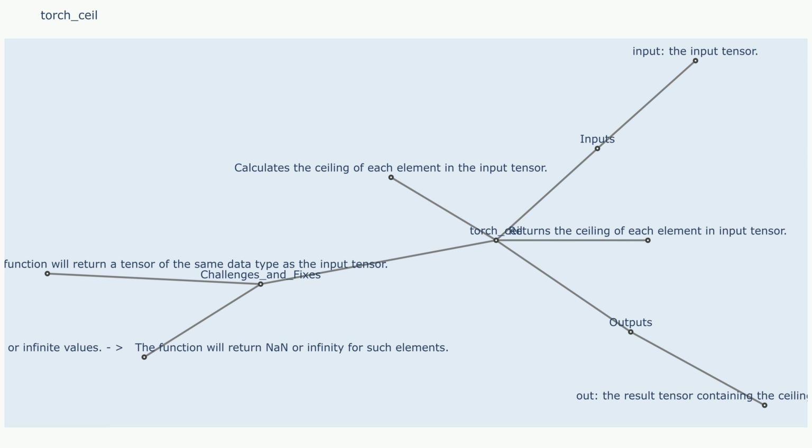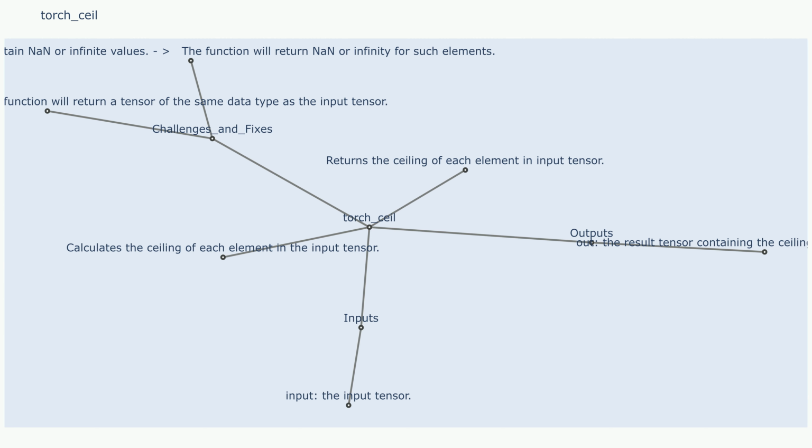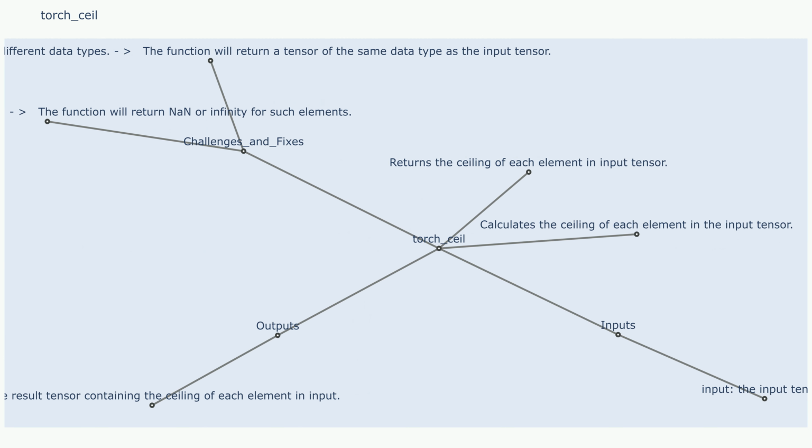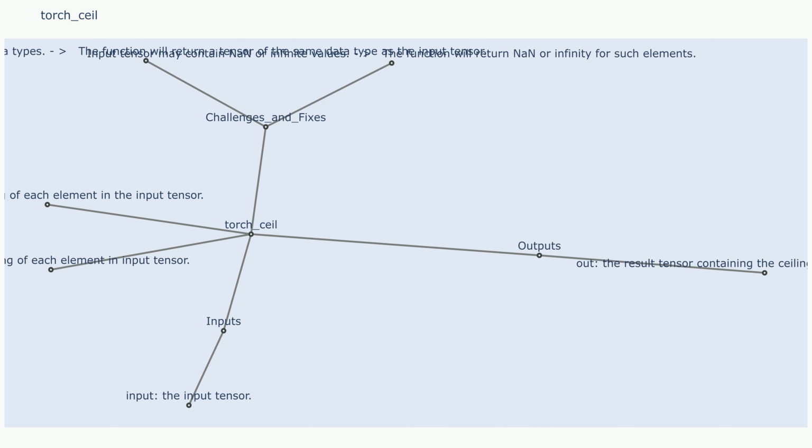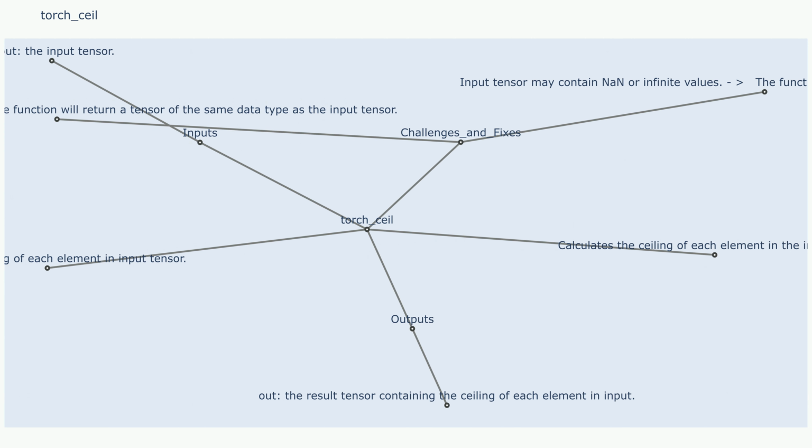Torch ceil. Description: the torch.ceil function is a mathematical operation that rounds each element of an input tensor to the smallest integer greater than or equal to that element. This is also known as the ceiling function. Inputs. Input 1: input, a tensor of any shape containing numeric values. Outputs. Output 1: a tensor with the same shape as the input tensor, containing the rounded up values.